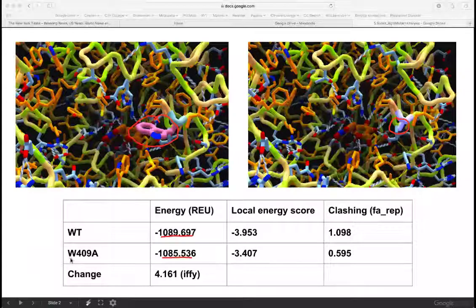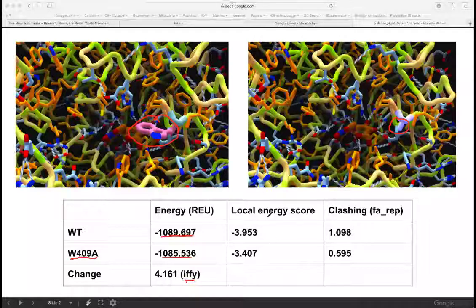Okay, so this is the alanine substitution, W409A. And you can see that it's gone up by 4 energy units, 4.161 energy units. Okay, and that puts it in the iffy range, right? So remember, energy change of +2 is probably good if certain other parameters are met. An energy change between 2 and 5 is iffy. Between 5 and 10 is very iffy, and then beyond 10 is probably not workable. So this qualifies as iffy. I think I'm going to go with it. I'm going to try for it.